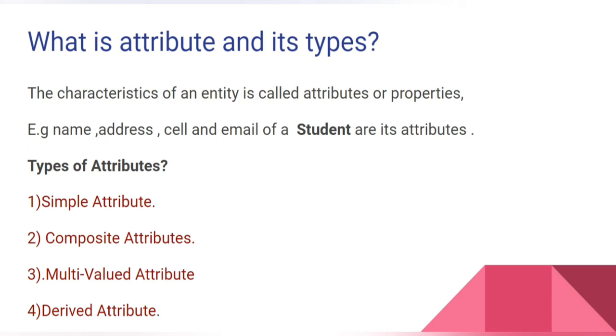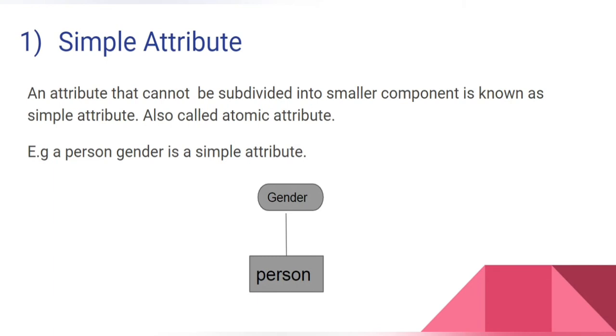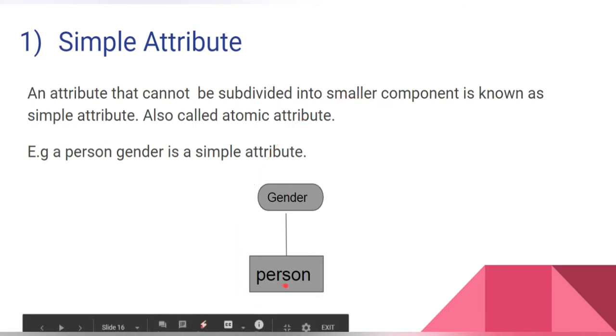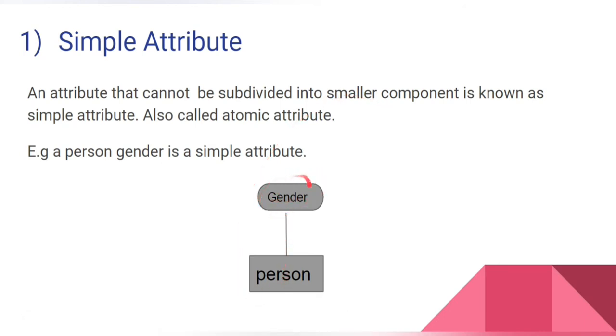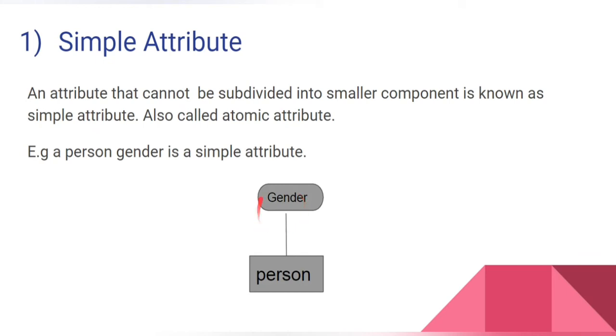We have different types of attributes. First, the simple attribute, an attribute that cannot be subdivided into smaller components. For example, we have a person entity and they have a gender. Gender is a simple attribute that cannot be divided. A person can be male or female. So this is the attribute and this is the entity. The entity has this simple attribute, and this is the representation of a simple attribute. It is really very simple.